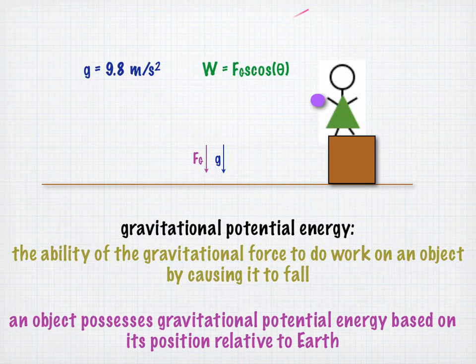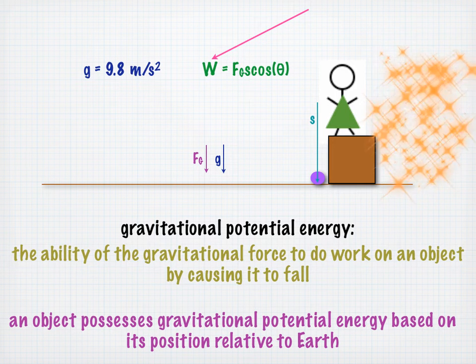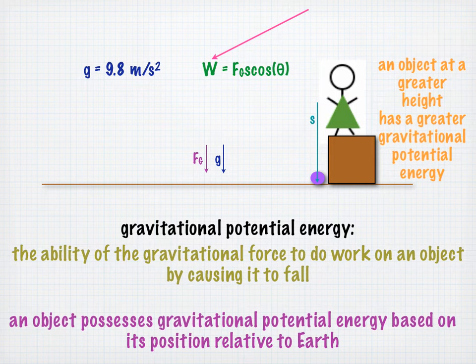The work we're calculating is the magnitude of the gravitational force times the magnitude of the displacement. The displacement will be greater if I drop the object from the greater height, so the work done is also greater. The object, therefore, has a greater gravitational potential energy when at a greater height.